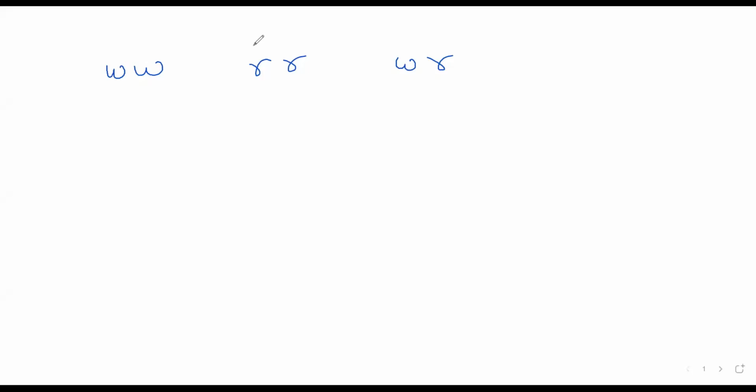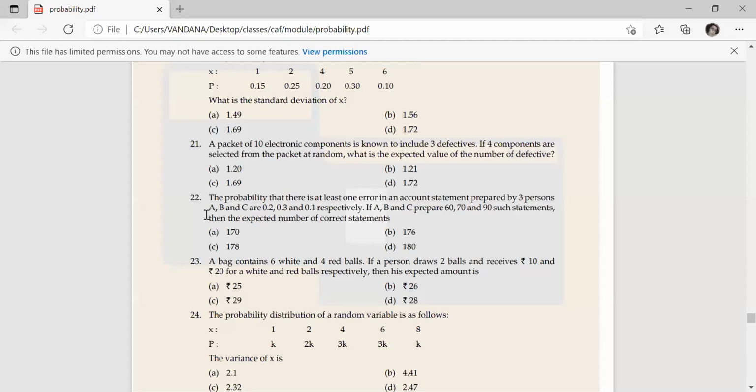White ball ला 10 आणि 20 for red ball. So इथे एका white ball ला 10 मिळाले तर 2 white ball ला 20 मिळतील. एका red ball ला 20 आहे तर 2 red ball ला 40 मिळतील. आणि एकाला 10 आणि 20 म्हणजे याला 30 मिळतील. So it is 20, 30, 40. Probability. 6 white, 4 red balls आहेत.